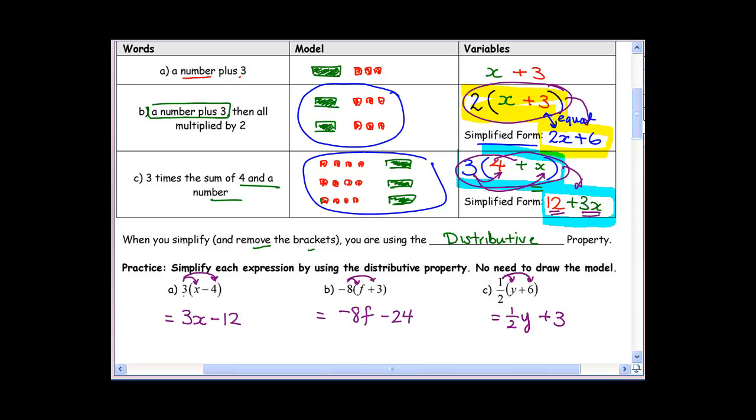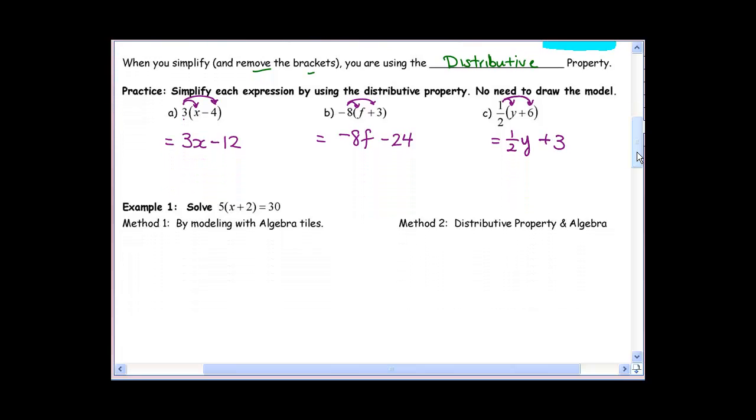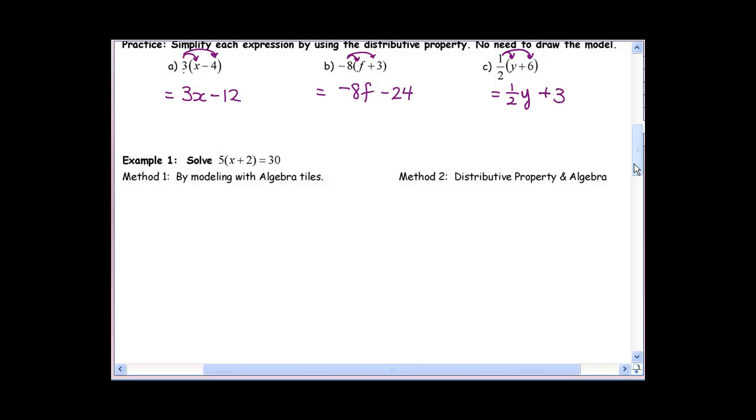Okay? So now what I'd like to do is do example 1 and try to do this using Algebra Tiles. And then we'll also do it by using the distributive property in algebra. Now we'll do the Algebra Tiles first. So how do we model it? x plus 2. So we'll do the stuff inside the bracket first. x plus 2. Okay? And the 5 means I want 5 copies of this.